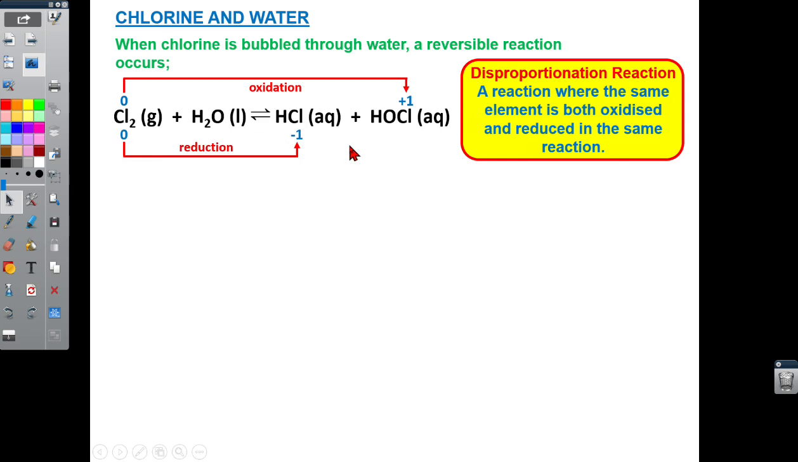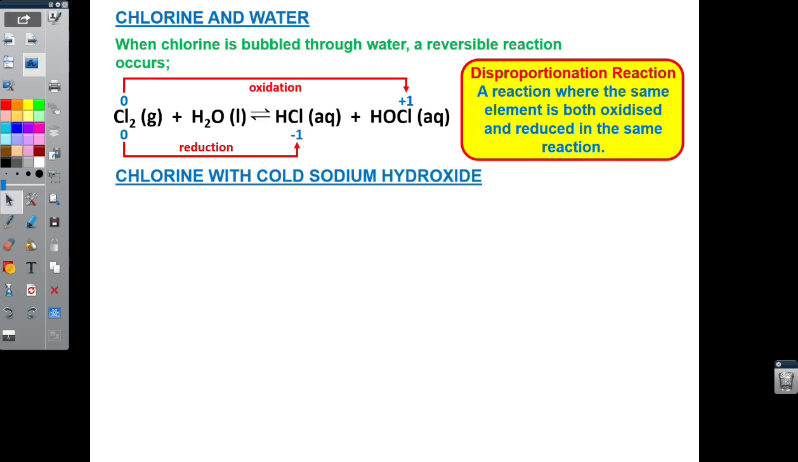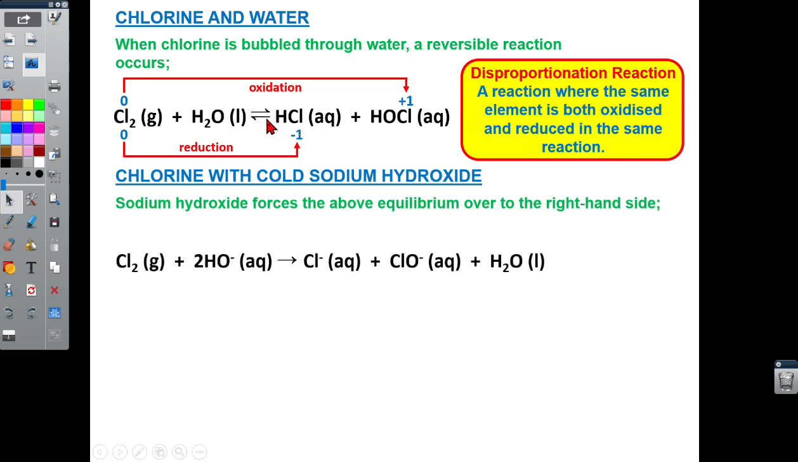So the title of this presentation is Chlorine and Sodium Hydroxide, and in fact when we take chlorine with cold aqueous sodium hydroxide, we find a very similar reaction takes place. The only difference being it's not so much of an equilibrium anymore. The sodium hydroxide drives the equilibrium to the right-hand side, so this is really not so reversible anymore.